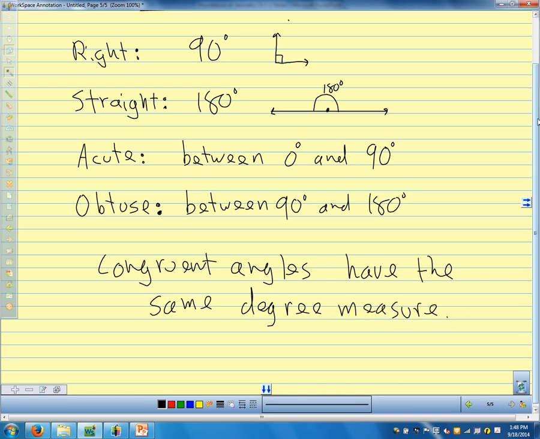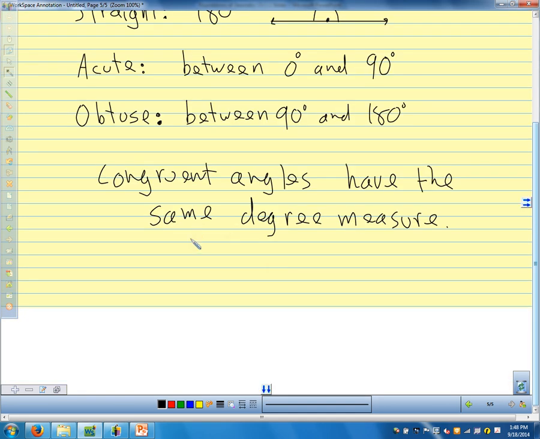The way we show that angles are congruent, we say that angle A is congruent to angle B. We use the same symbol, it means the same thing. This means that the measure, M means measure, that's how many degrees, measure of angle A equals the measure of angle B. So we use it in the exact same way.